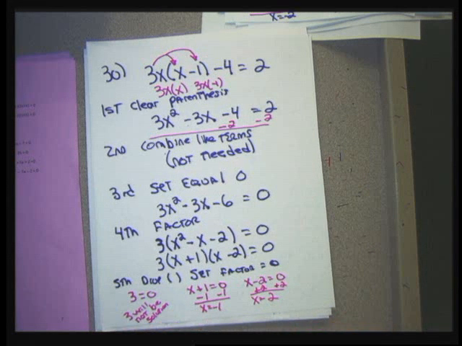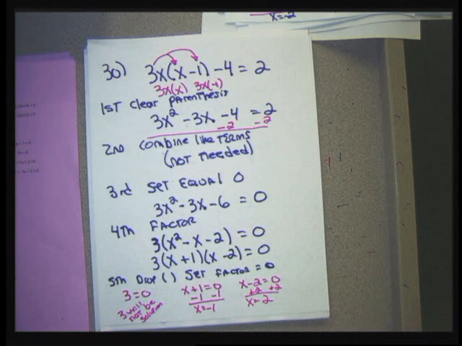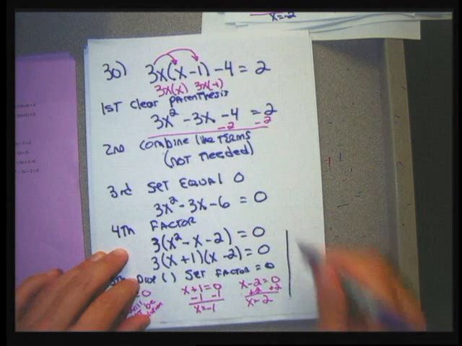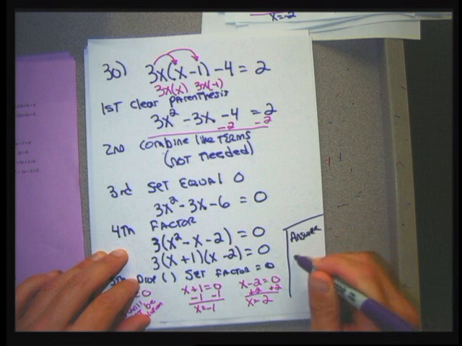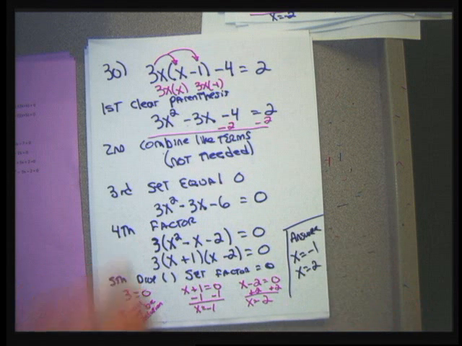I claim the only solutions are -1 and +2, and that 3 isn't a solution. So I'll check all of these just to show you that this solution that came from a common factor without an x isn't a solution. When I go to write my answer, the only answer I'm going to write is the -1 and the +2.